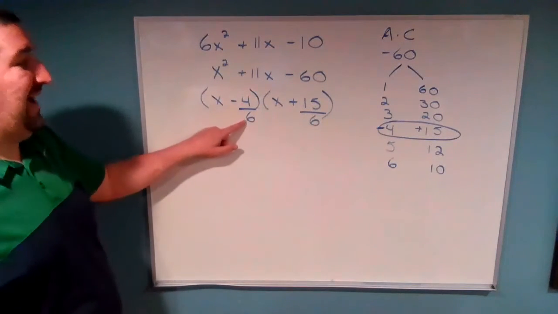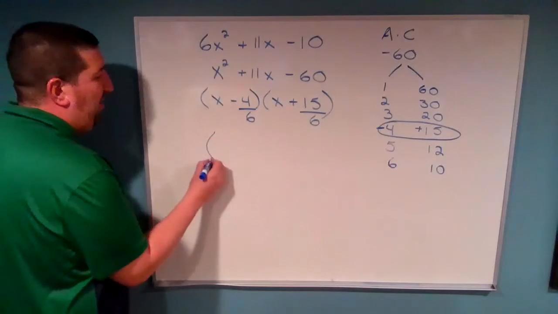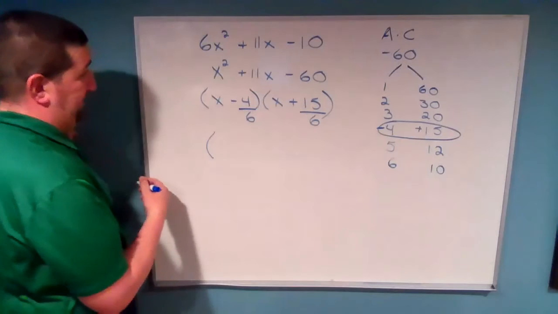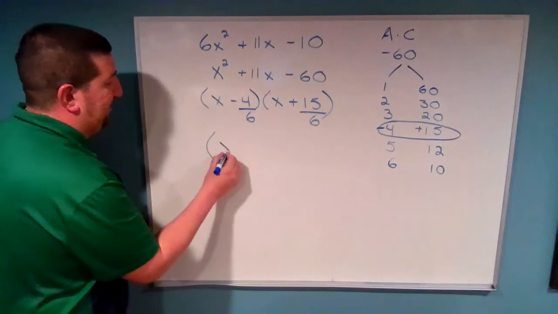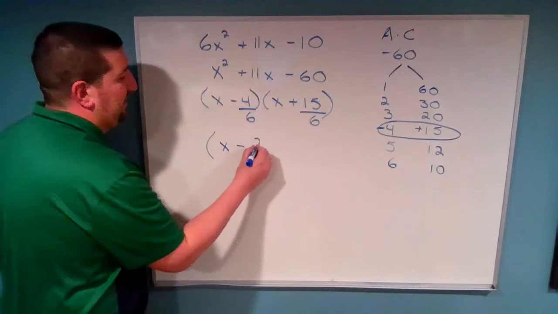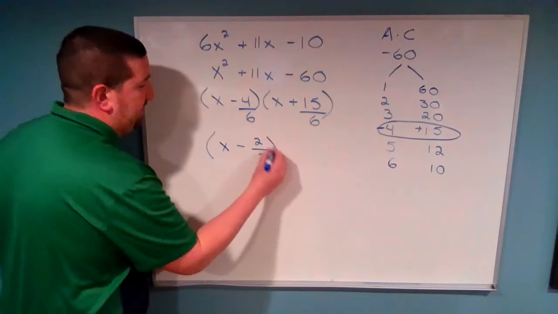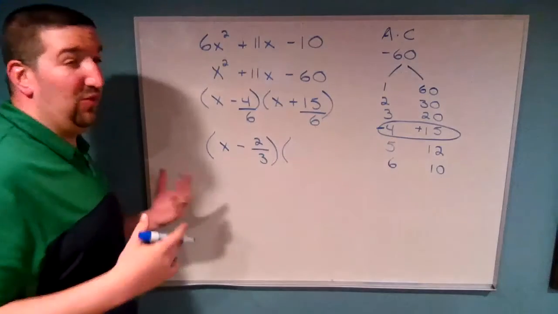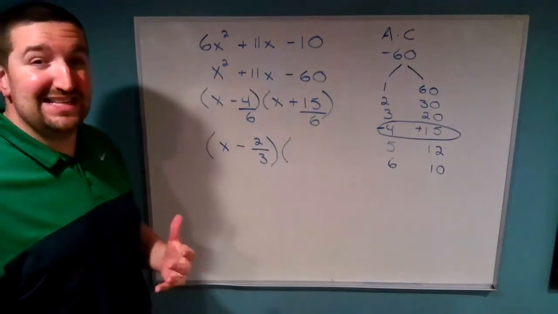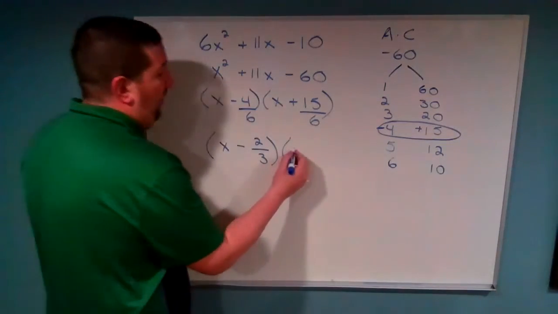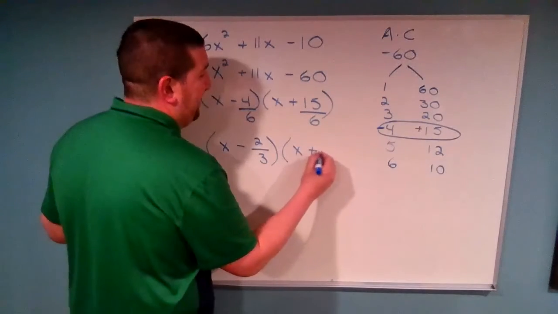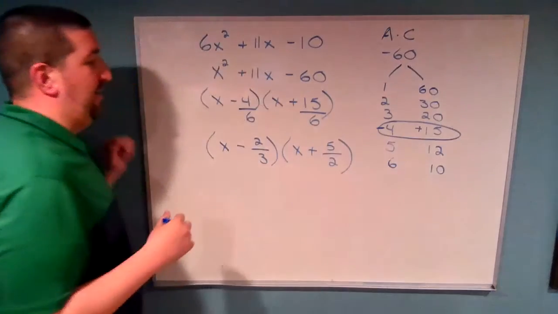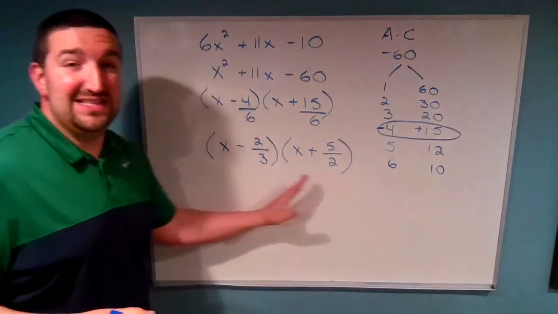So 4 divided by 6. How do I simplify 4 divided by 6? 2 goes into each of them. So this becomes x minus 2/3. How do I simplify 15 over 6? What goes into 15 and 6? 3. So this becomes x plus 5/2. But I do not want to leave these as a fraction.